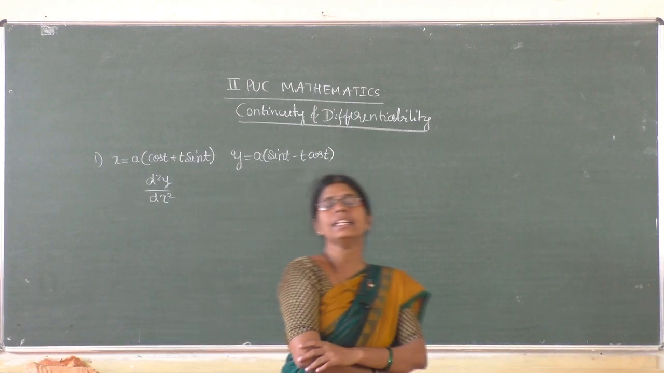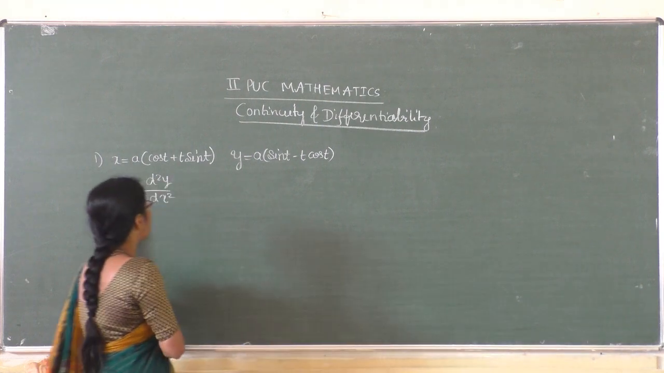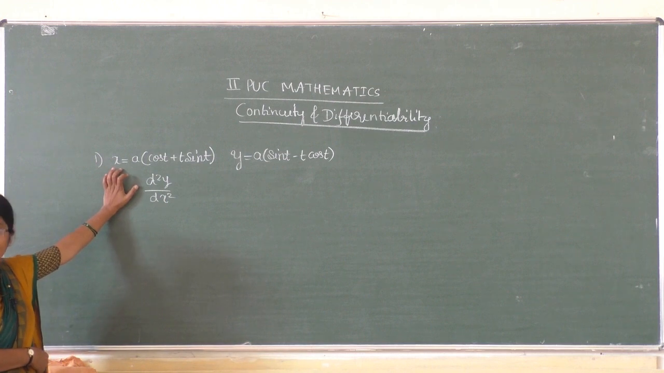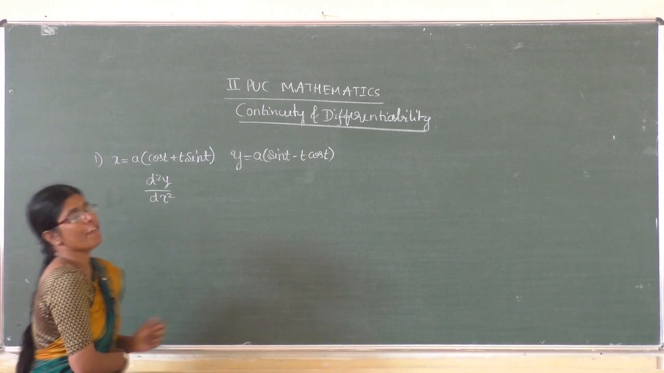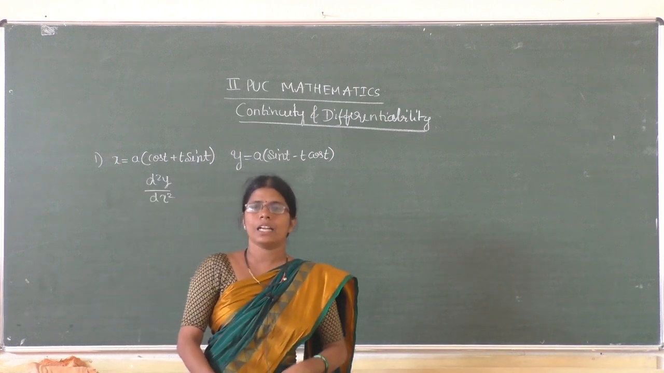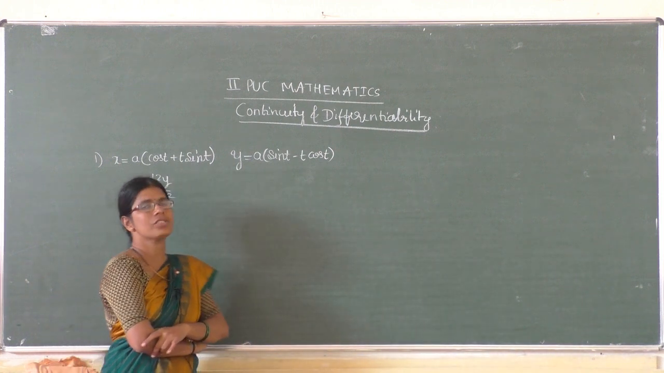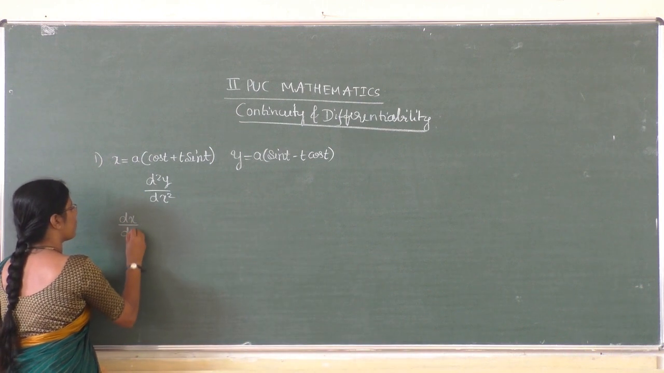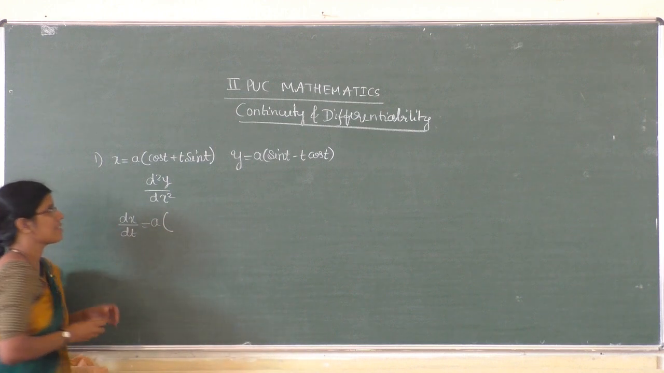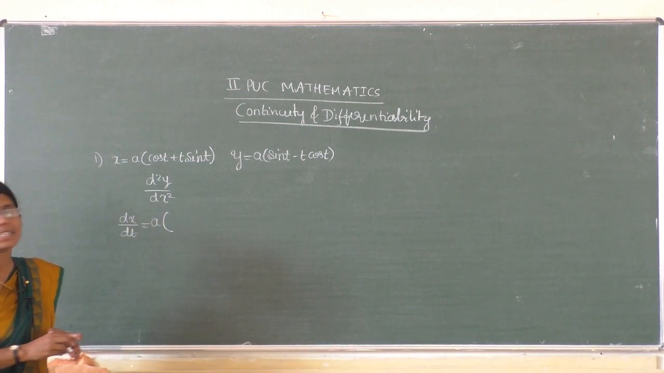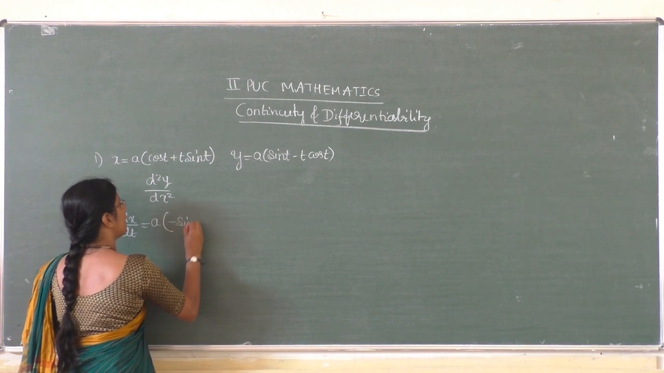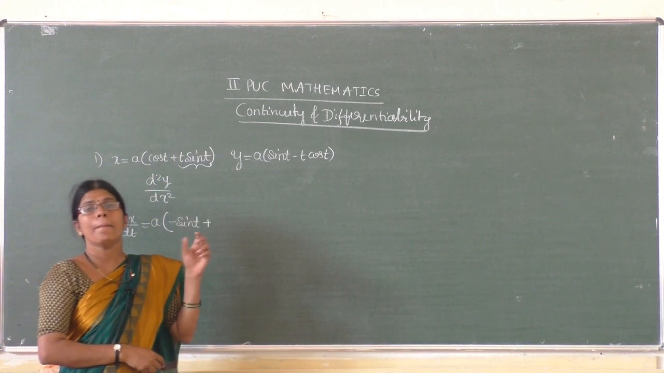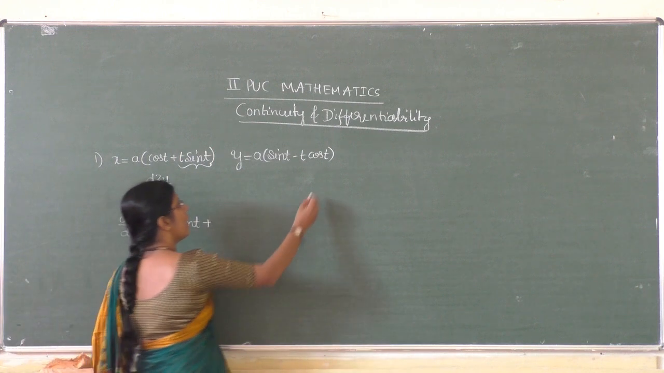In the earlier class I mentioned that this function is a parametric function, that means the function is defined parametrically. So we first have to find dy by dx. That means you have to take dx by dt and dy by dt. So dx by dt is a, constant, keep as it is, derivative of cos t is minus sin t, plus here we have t sin t, a product of functions, so we have to apply the product rule.